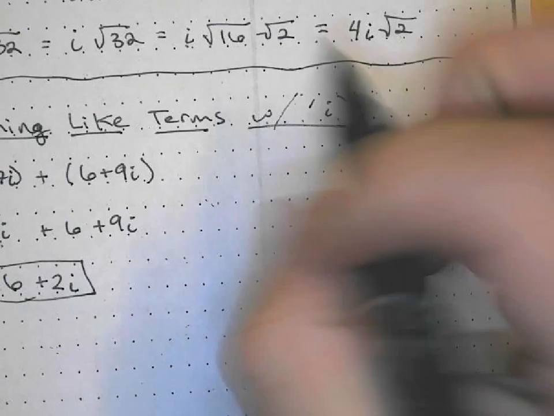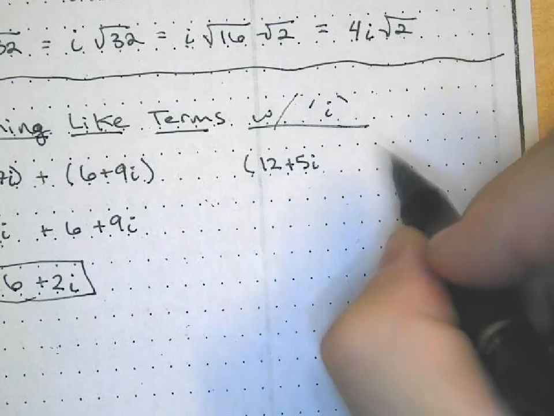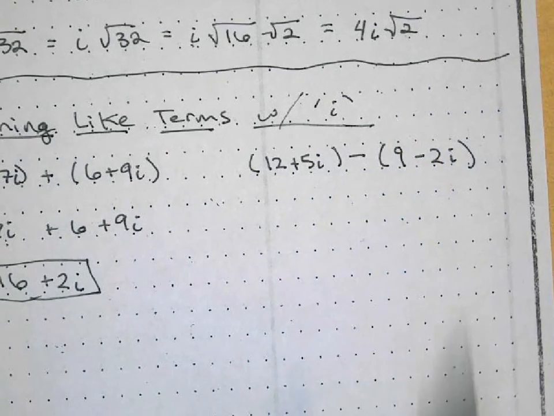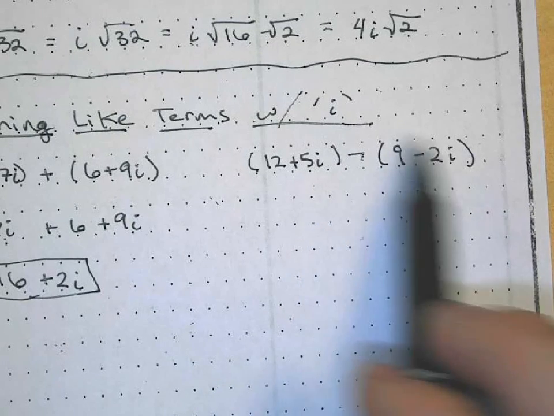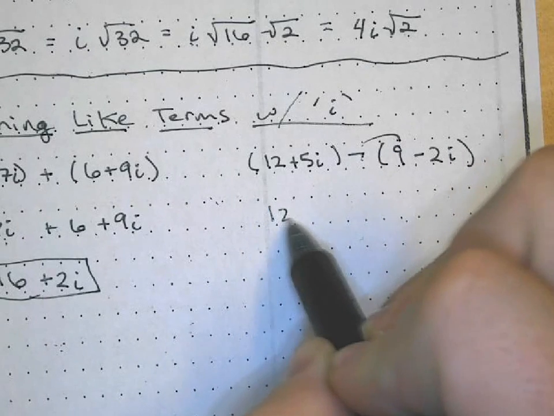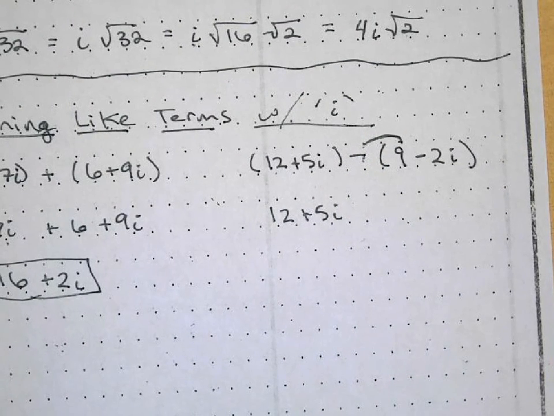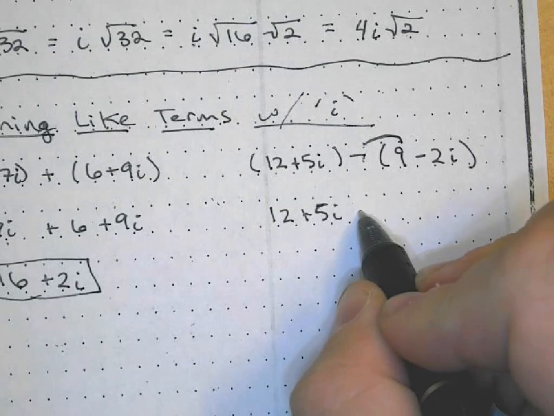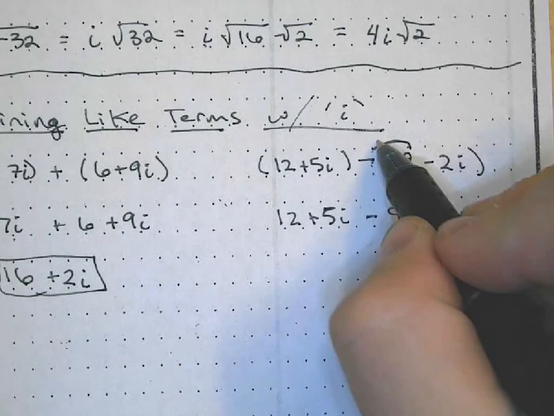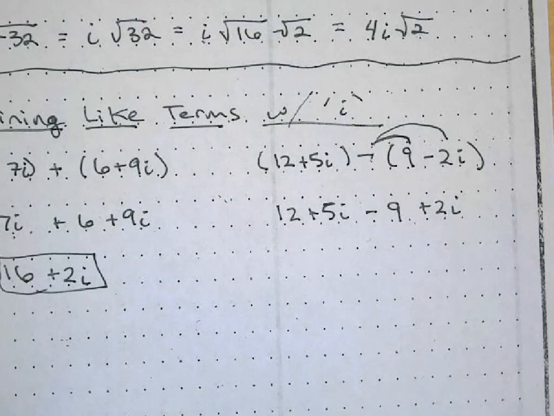Now if there is a negative in the middle, we'll have to deal with that. So let's do an example like that. Say I have 12 plus 5i minus 9 minus 2i. Well, when I have a negative in the middle, I just distribute that negative to each term following it. So the 12 plus 5i stays the same. Now I'm distributing this negative. So that becomes negative 9. And I distribute the negative to that negative 2i, so that becomes plus 2i. And now I will combine like terms.